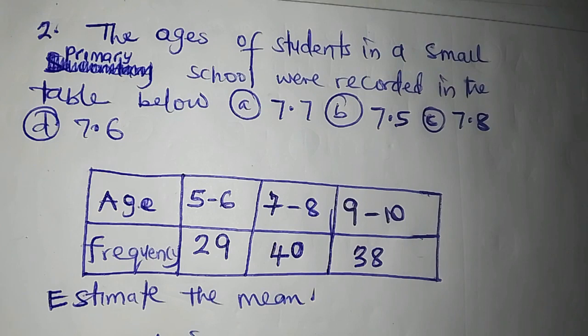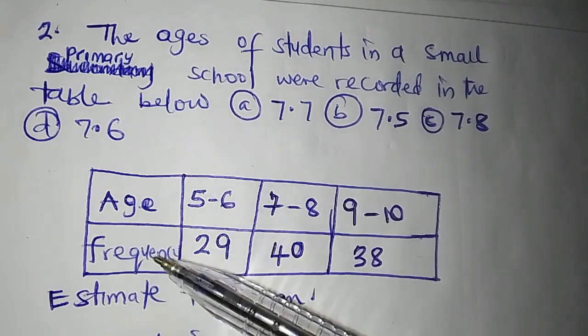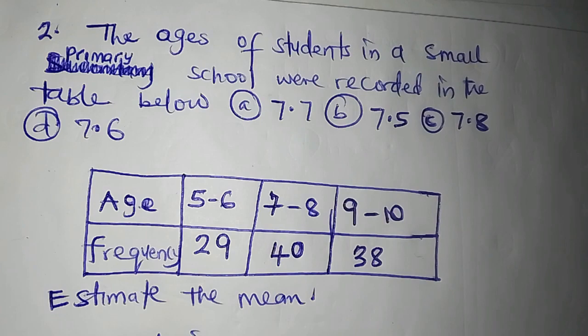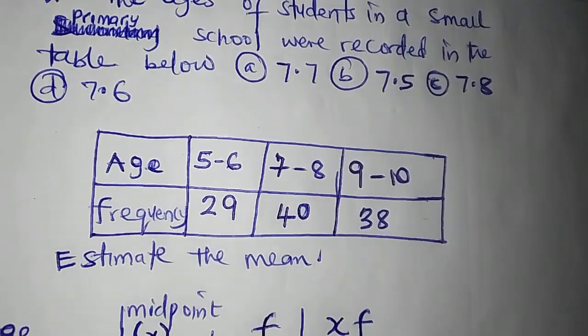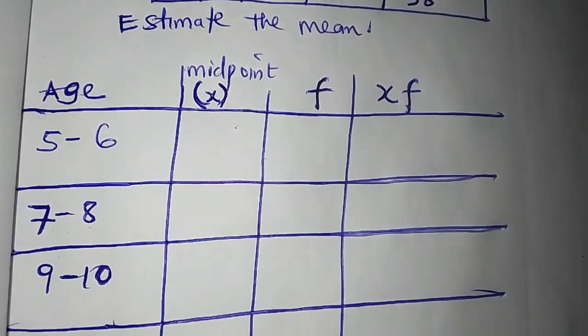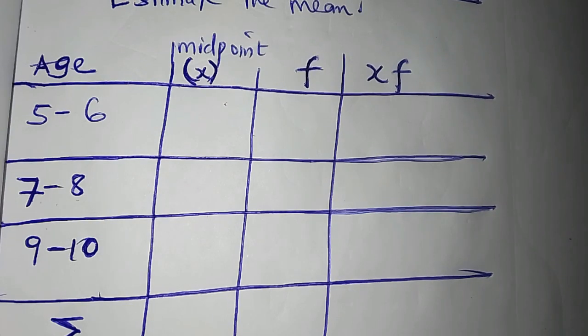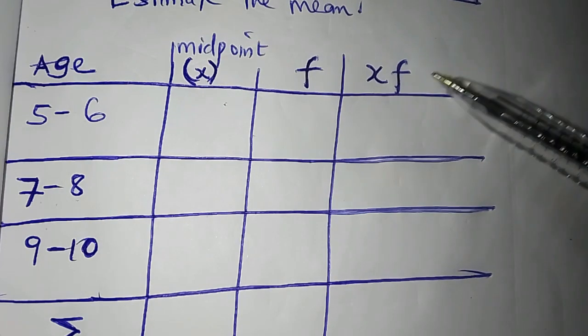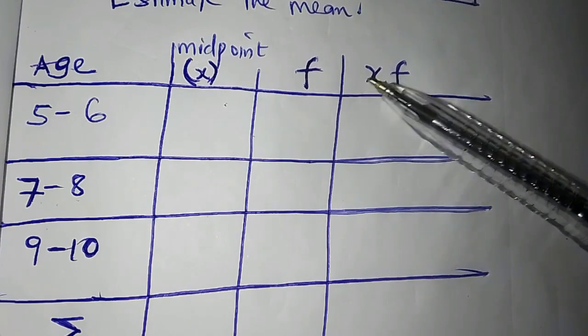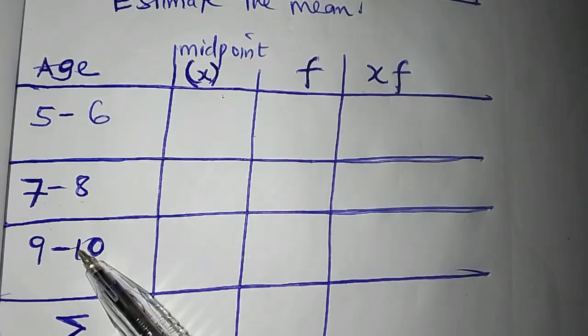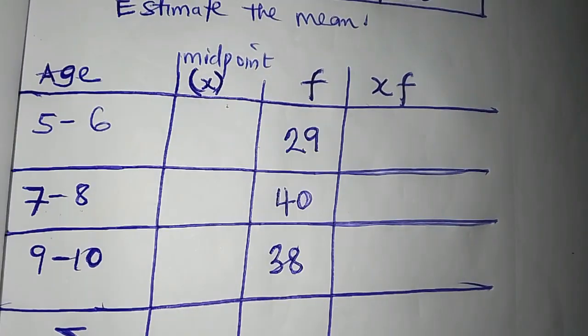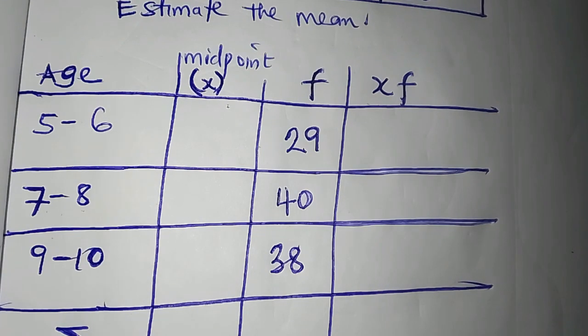Question 2 says, the ages of students in a small primary school were recorded in the table below. These are their ages and their respective frequencies. Now, we are asked to estimate the mean, that is the average age. What we are going to do is to prepare a table with the age, the midpoint of the ages, the frequencies, and the product of the midpoint and the frequency. These are the ages 5 to 6, 7 to 8, 9 to 10 years respectively, and these are their respective frequencies, 29, 40, 38.